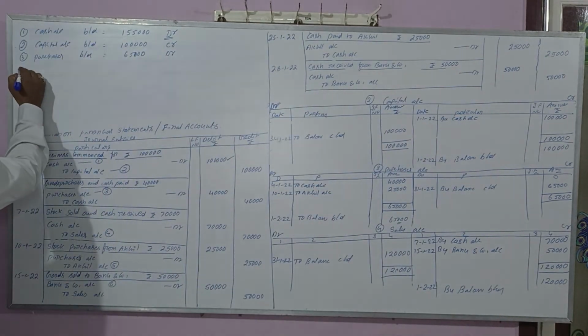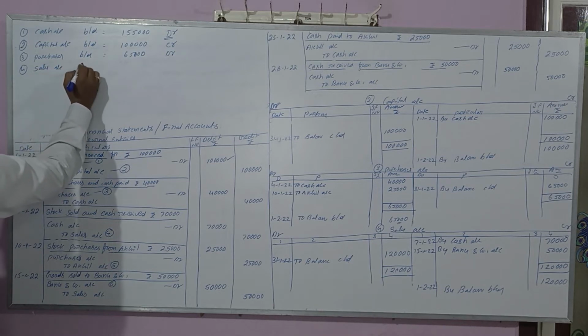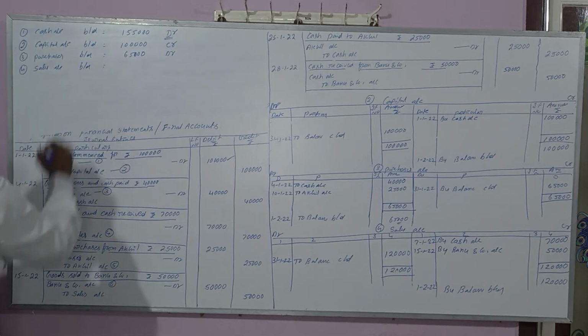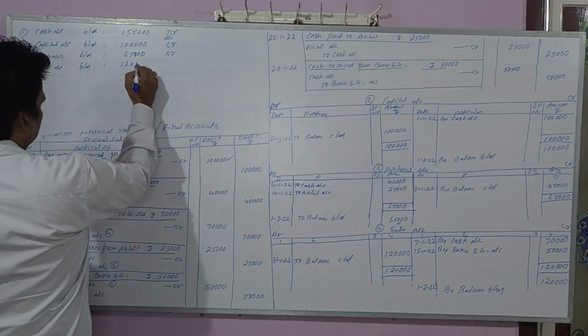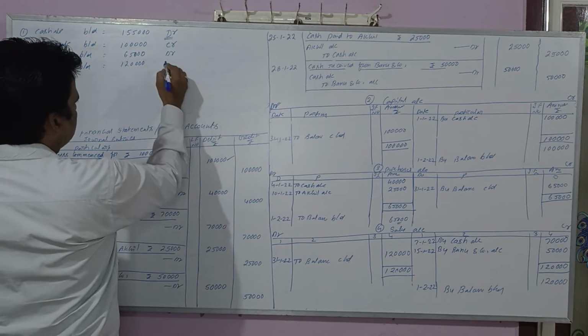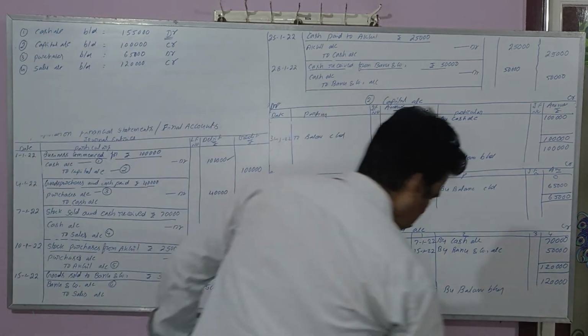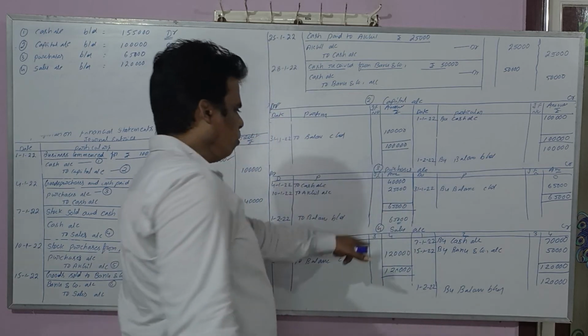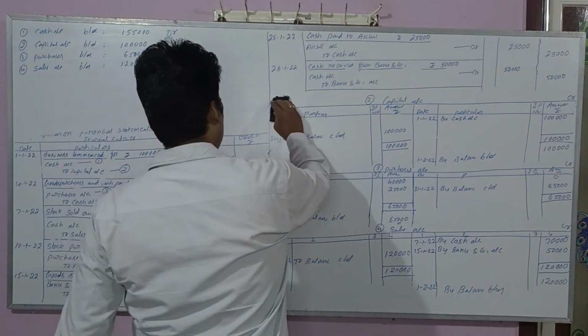So fourth account completed. The title of the account is sales account. Brought down amount is 1,20,000. Then it is placed at credit side, CR. Next, 4 accounts are completed. Then we draft to fifth account.